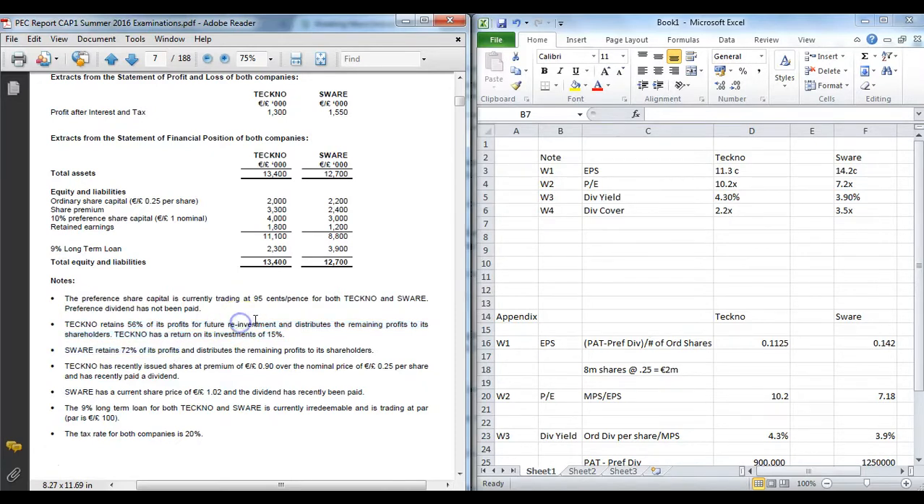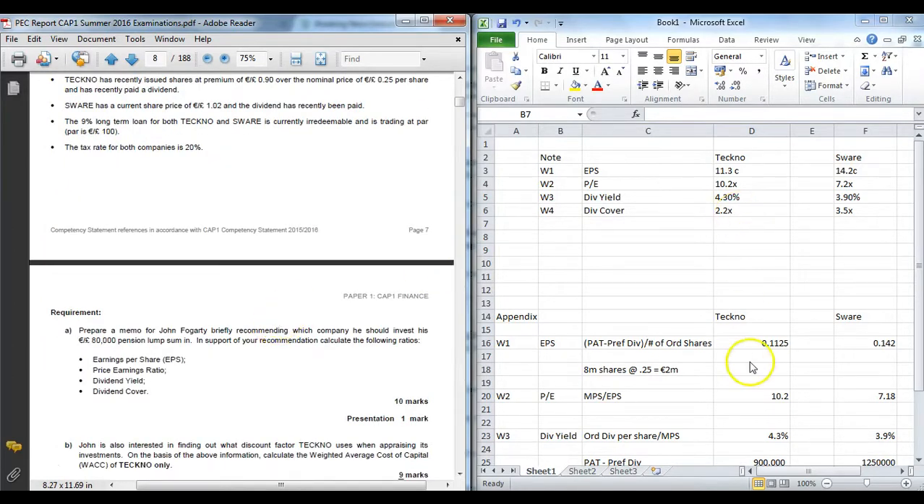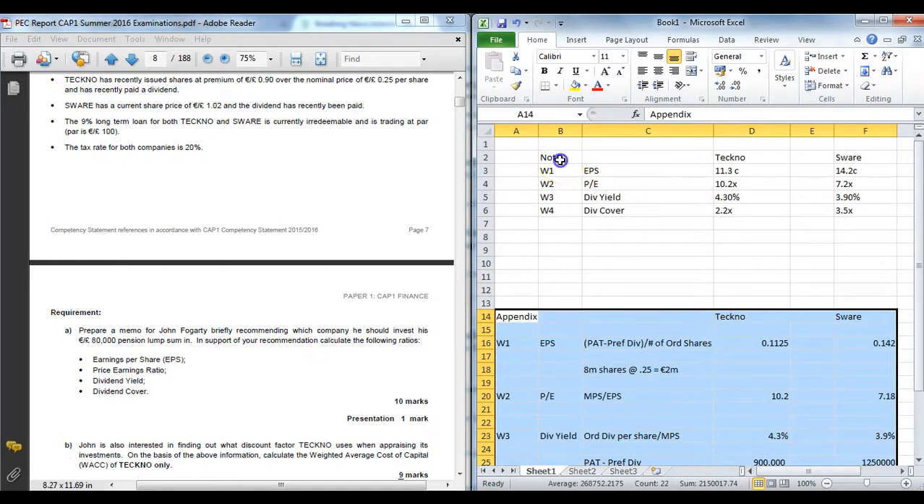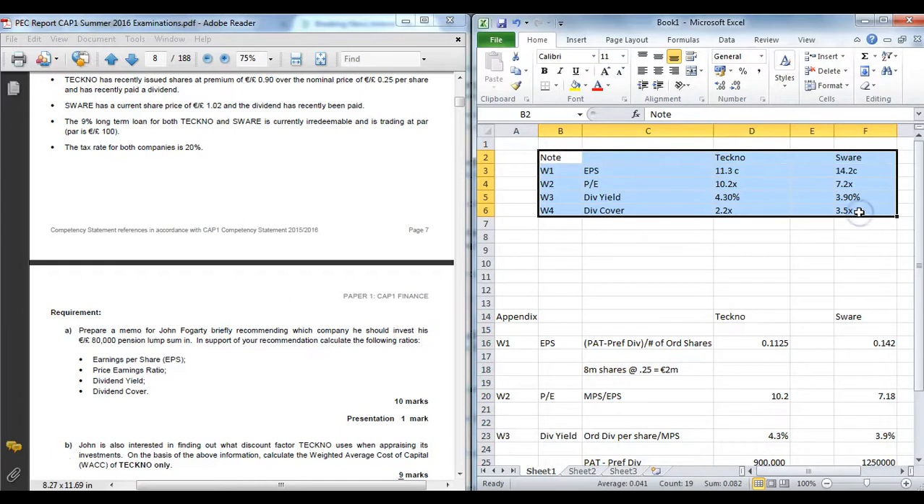So that's the first part, and a good chunk of the marks will be actually calculating the ratios, and I prefer to do that on a separate page, show your formulas and where they come from, and then slot them into a nice and neat table to make your commentary afterwards.